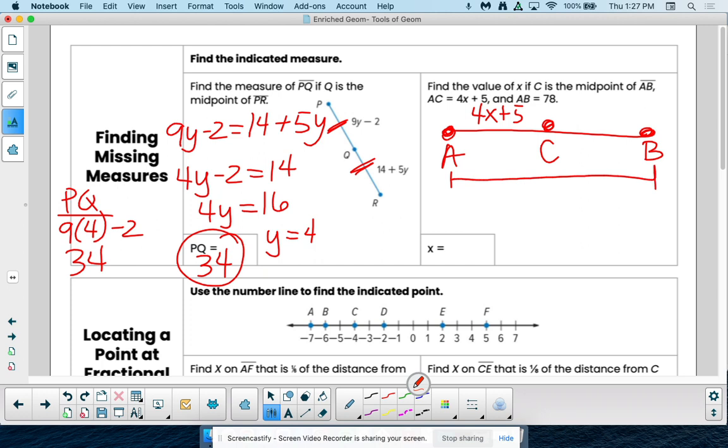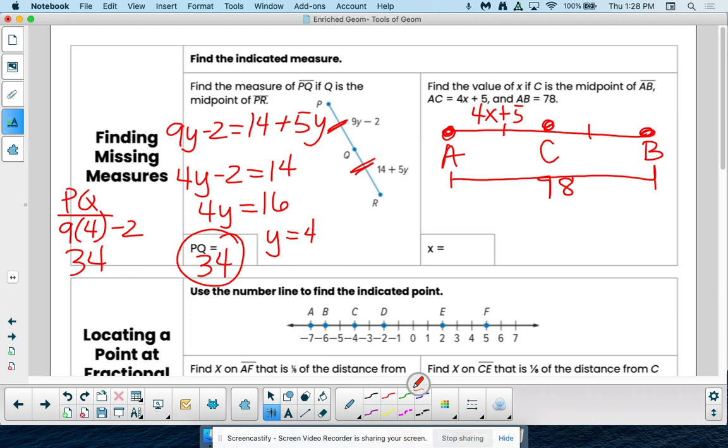Did you guys notice that they gave you the length of the whole thing? So it's a little bit different than the last one. C's the midpoint, right? So I know these two parts are the same, but what's an equation I can write to equate them? 78 equals 4x plus 5. But 78's the whole thing. Or 8x plus 10. So there's two ways to do it.